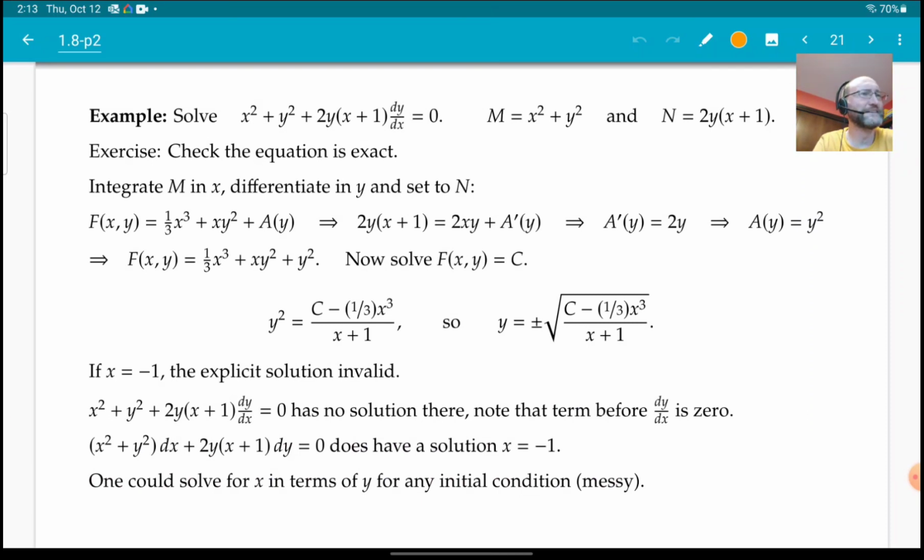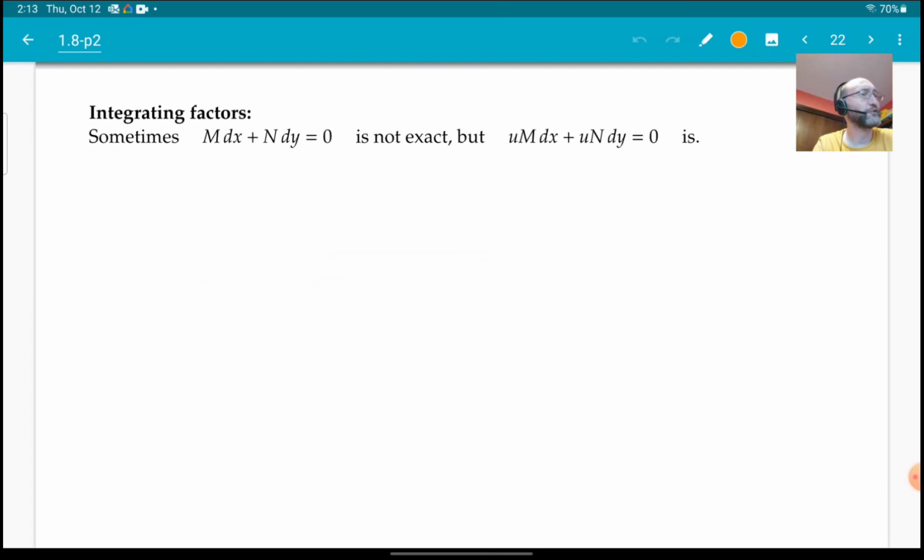But it would be messy to solve this. Try solving this equals a constant for x. It's a cubic equation. It would be messy, so let's not do it. We avoid hard work. That's always a good strategy.